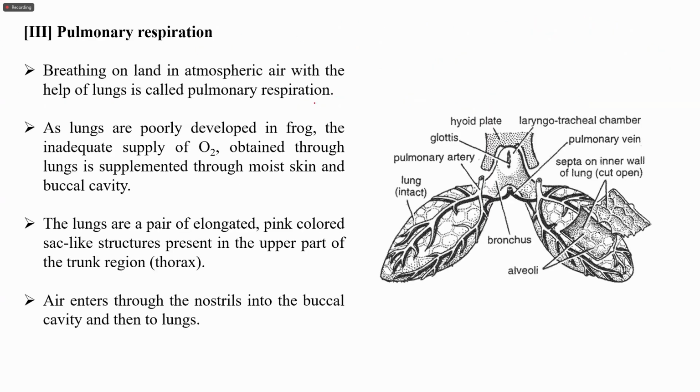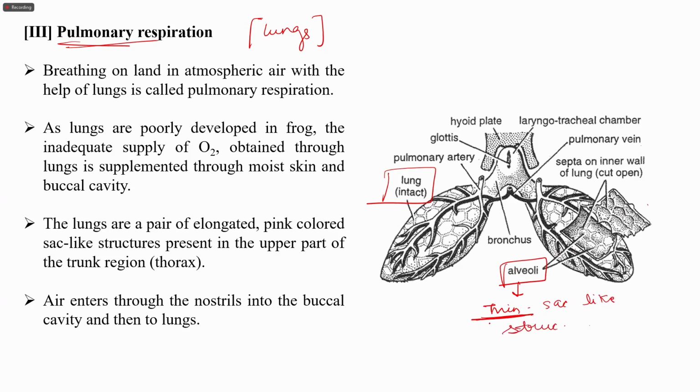The next is pulmonary respiration, which is associated with the lungs. The lungs are very poorly developed in the frog. Here I have shown a lung intact, and I have also shown a lung which has been opened out to show you the alveoli. Alveoli are thin sac-like structures. Again, this is a thin surface allowing exchange of gases.